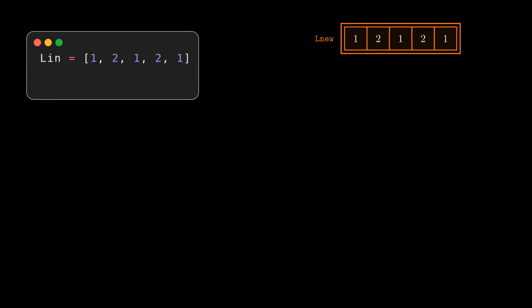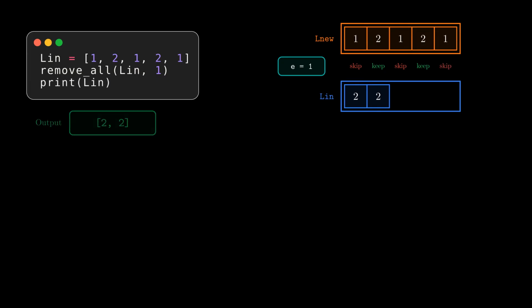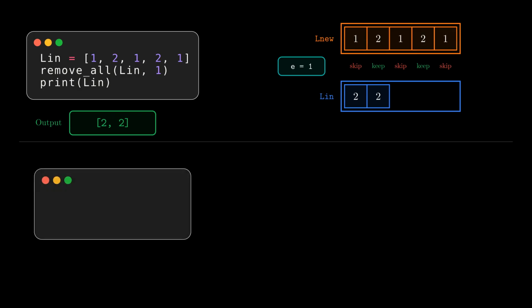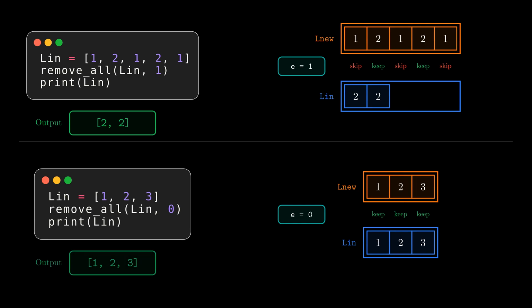Run the other two examples. Start with a list holding 1, 2, 1, 2, 1, and remove all the ones. Every element equal to 1 fails the test and never gets copied back. So what remains is a list of all 2's: 2, 2. Now start with a list holding 1, 2, 3 and remove all the zeros. There's no 0 anywhere in that list, so every element passes the test. All three survive the trip through the copy, and the input list comes back holding exactly what it went in with: 1, 2, 3. Same object, same contents.